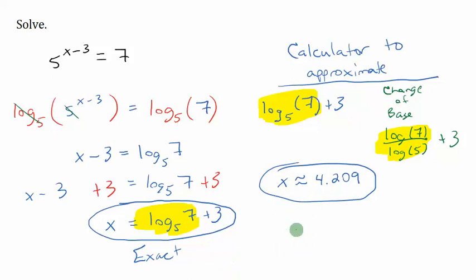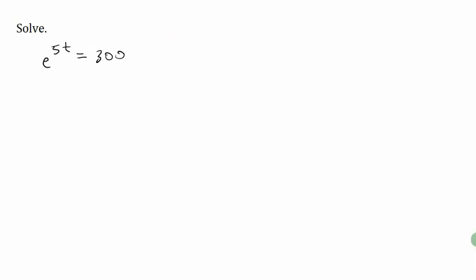Let's see another example. e to the 5t equals 300. My variable is in the exponent of e, and to undo a base of e, I apply a natural log to both sides. I have to do it to both sides to keep it balanced.